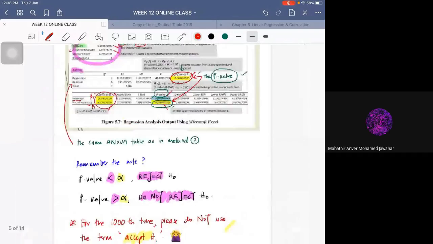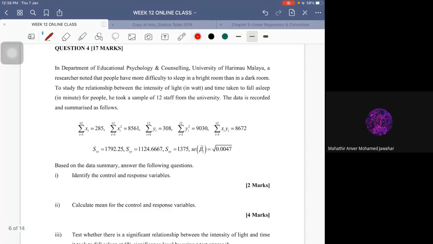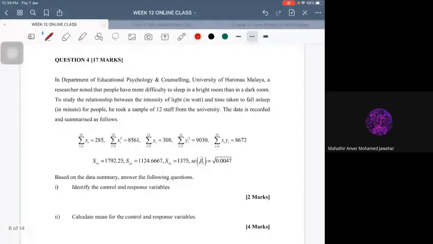So now let's have a look at them in terms of questions. How is it being asked? Let's have a look at this question. The first one says, in the Department of Educational Psychology and Counseling, University of Malaya, a researcher noted that people have more difficulty sleeping in a bright room than in a dark room. What is being studied here? We're going to study the relationship between the intensity of light and the time taken to fall asleep in minutes for people. He took a sample of 12 staff from the university.